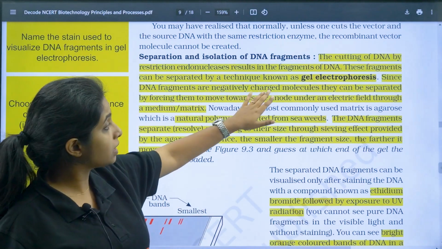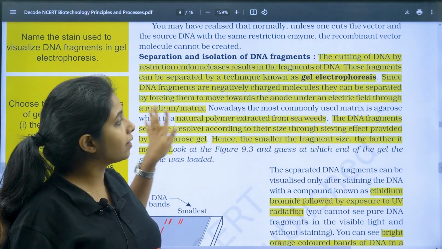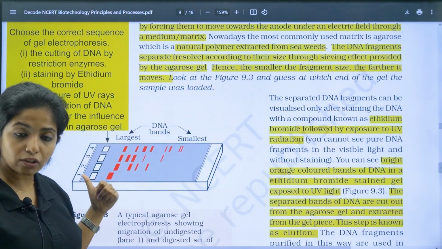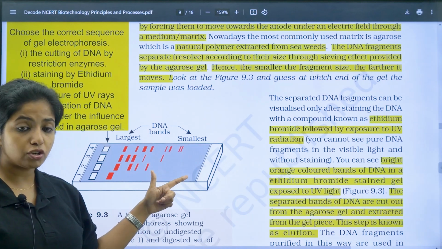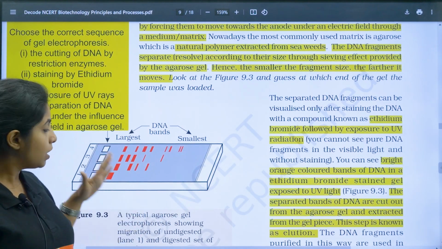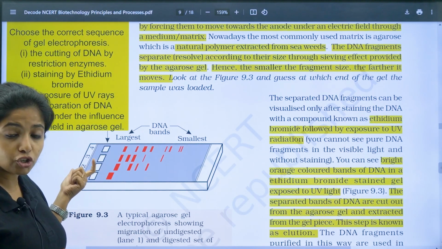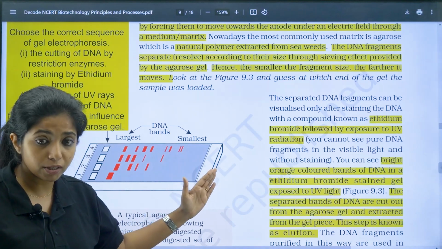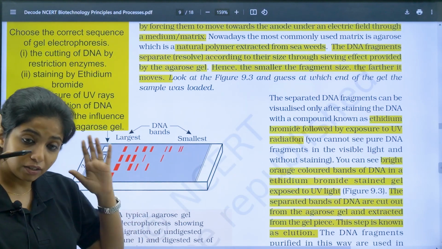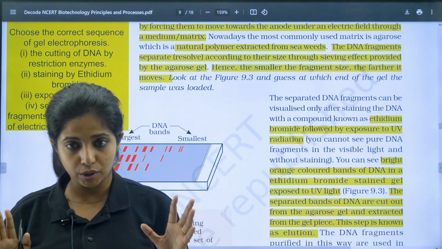Since DNA fragments are negatively charged molecules, they can be separated by forcing them to move towards the anode under an electrical field through a medium matrix. So there will be a cathode and an anode. The anode, my dear children, is positive, and the cathode is negative. You put the DNA over here. DNA is negatively charged and the cathode is also negatively charged, so they will repel and move towards the opposite end, that is the anode. Please remember, DNA is negatively charged, N for negative charge. And the anode is positively charged.